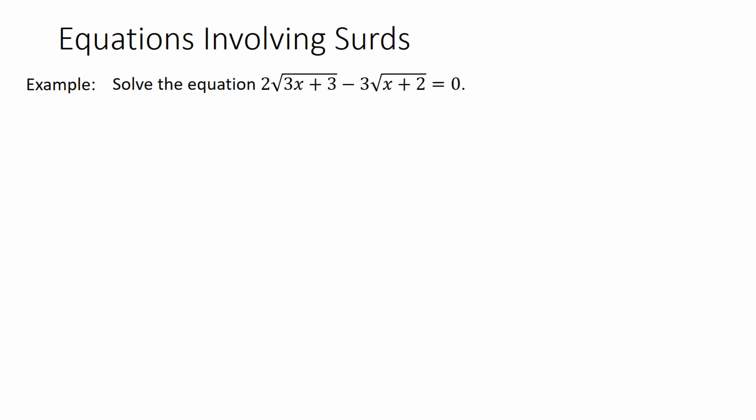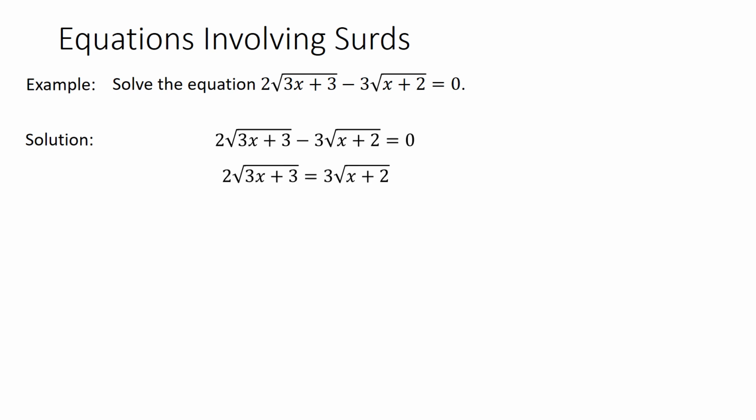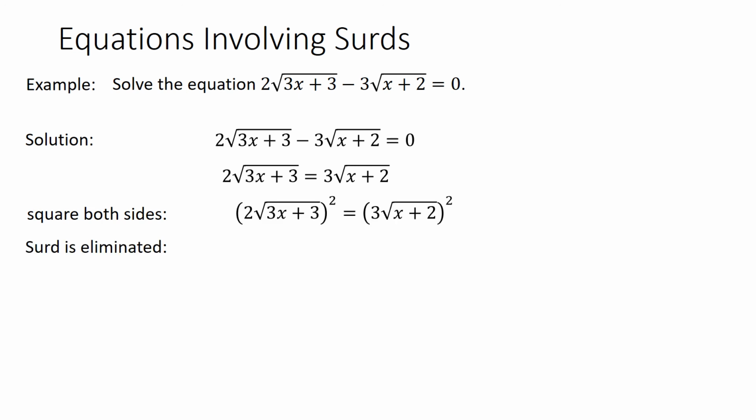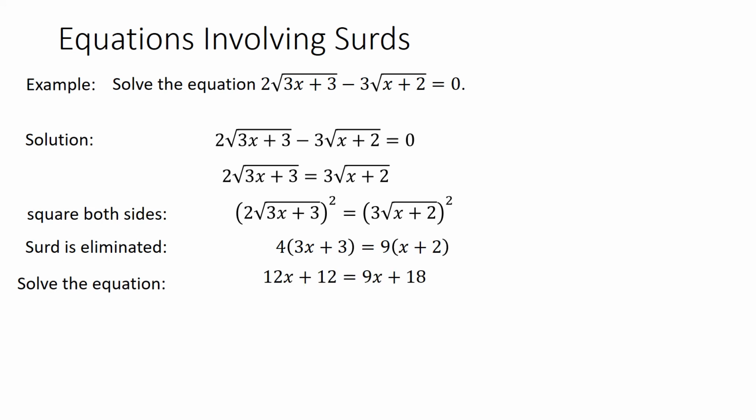Here is another example. Solve the equation 2√(3x plus 3) minus 3√(x plus 2) equals 0. Here is the solution. From the given equation, we need to separate the two terms from both sides, which becomes 2√(3x plus 3) equals 3√(x plus 2). Then we square both sides, which becomes 4 times (3x plus 3) equals 9 times (x plus 2). We can expand and solve the equation, which becomes 12x plus 12 equals 9x plus 18, 3x equals 6, x equals 2.